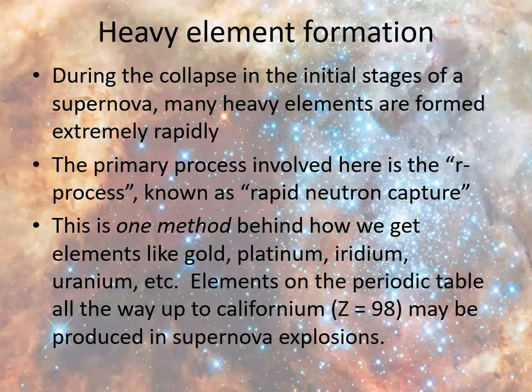So you get the point. You end up very quickly getting up to high elements on the periodic table this way. This is one method by which we get the very heavy elements like gold and platinum and iridium and uranium and stuff like that. In fact, it is believed that you can go all the way up to the element californium as a result of these supernova explosions. That's atomic number 98, but californium is pretty unstable and ends up alpha decaying pretty quickly, which is why we don't have californium naturally occurring on Earth.